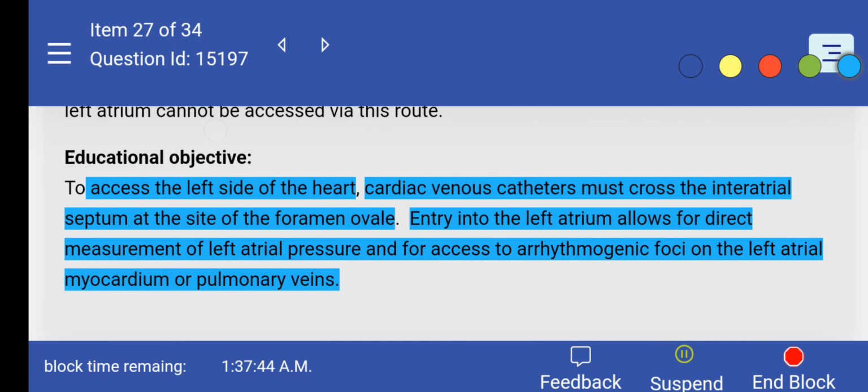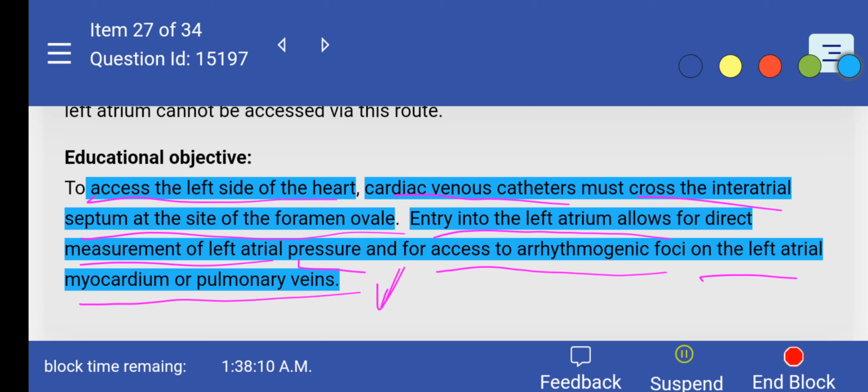Good. So to access the left side of the heart, cardiac venous catheters must cross the interatrial septum at the site of the foramen ovale. Entry into the left atrium allows for direct measurement of left atrial pressure and access to arrhythmogenic foci on the left atrial myocardium or pulmonary veins.